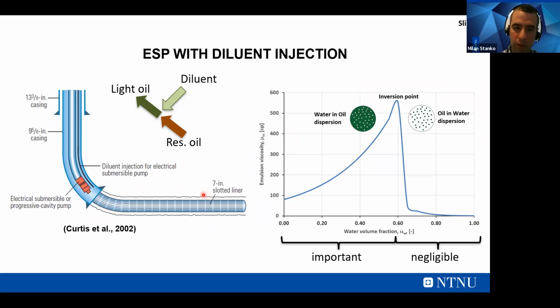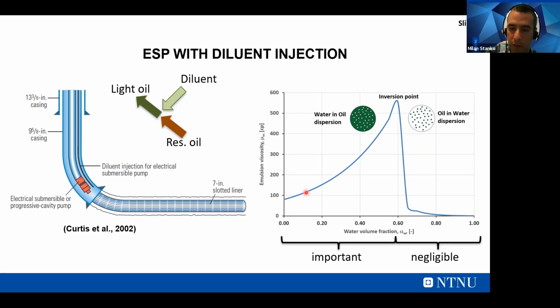Another thing that is important to take into account is that we are not always pumping just oil, but also water, because typically you have either a very strong underlying aquifer or a very active water injection. So this depicts the viscosity of the mixture of oil and water.